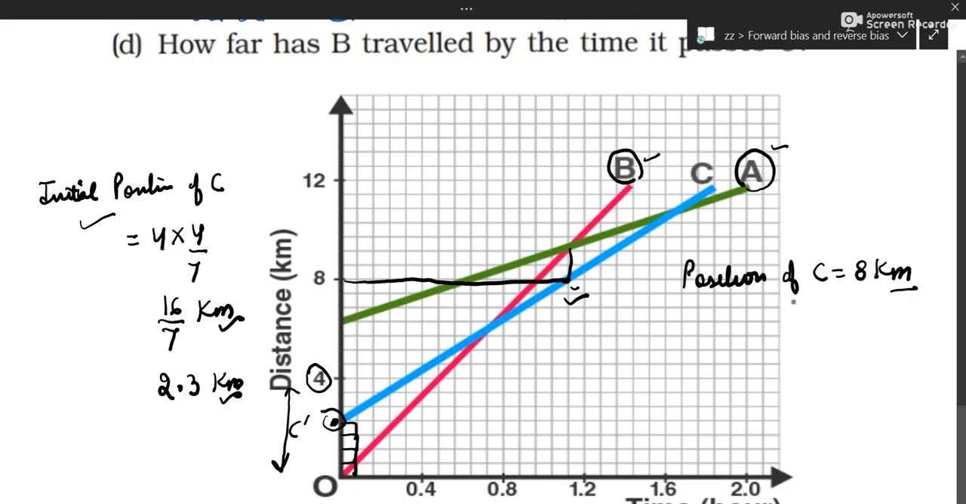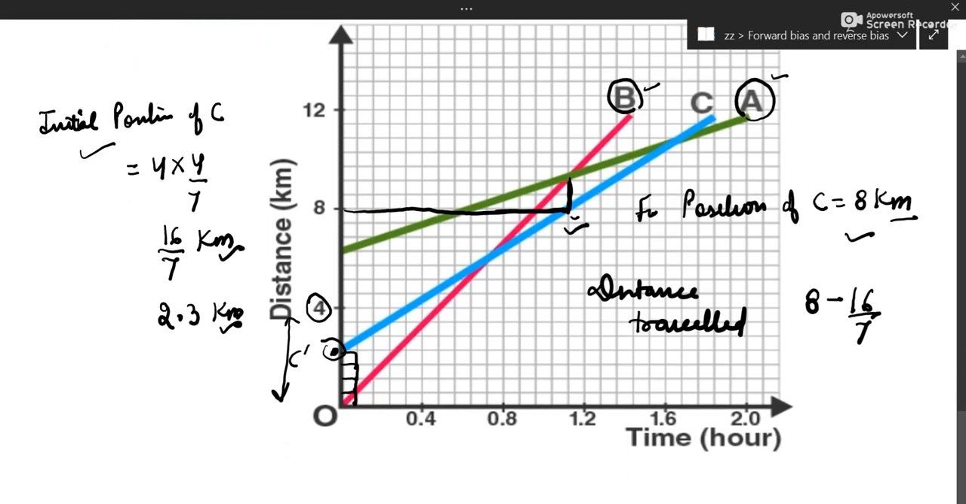So this is the initial position. And now where is it? Final position. This line, 8 kilometer. So how much has it come? Distance traveled. How far has it come? What is your answer? You will subtract 8 and 16 by 7. So you can take the LCM and report the answer. This much it has traveled when B meets A. So this is a very important part. You can see it again to understand.